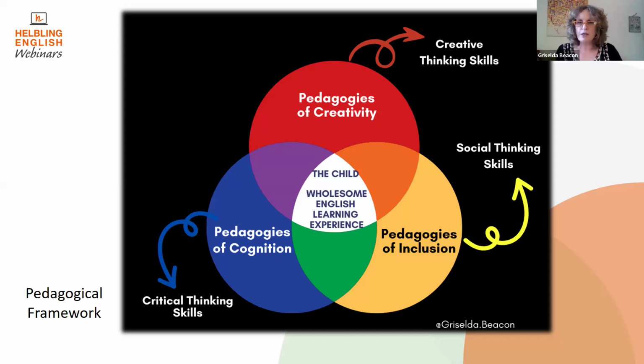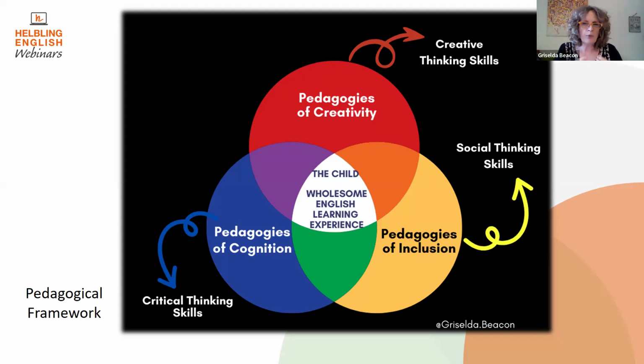Now, if we think of what we do as English teachers, when we teach English, the language, very often we resort to pedagogies of cognition, right? Because we need our children to learn the intricacies of the language, the structure of the language, to be able to use it. So mainly what we do is we use critical thinking skills for comparing, contrasting, categorizing, interpreting, analyzing. We need cognition when we describe, when we learn vocabulary, when we learn grammar structures. So we use a lot of pedagogies of cognition.